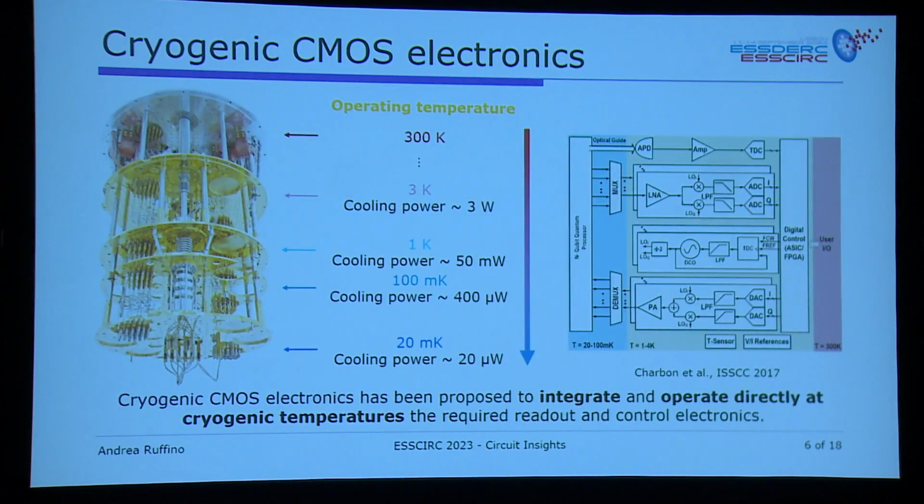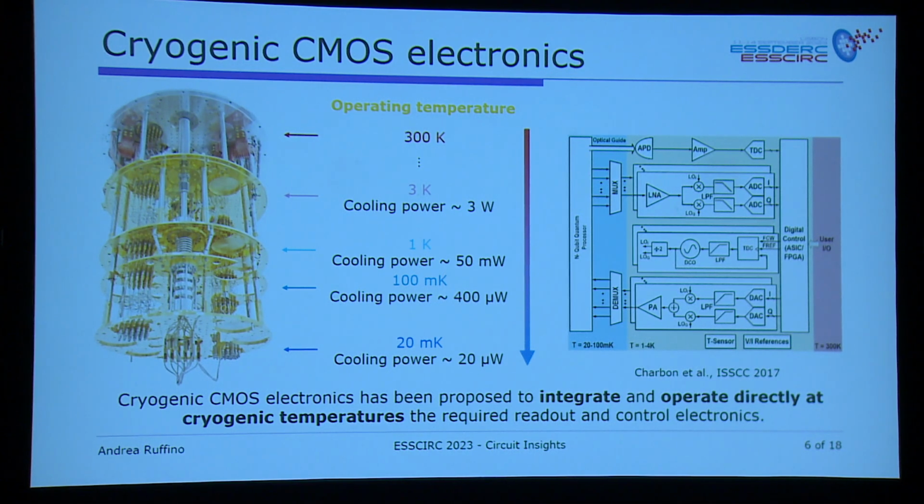So for this reason, cryogenic CMOS electronics has been proposed in order to, first of all, try to integrate the functionality which is required for qubit readout and control into single dies, and then operate it directly at cryogenic temperatures, so closer to the qubit plane, to try to address or at least mitigate the wiring bottleneck that comes from outside with the heat load that these cables bring with them.